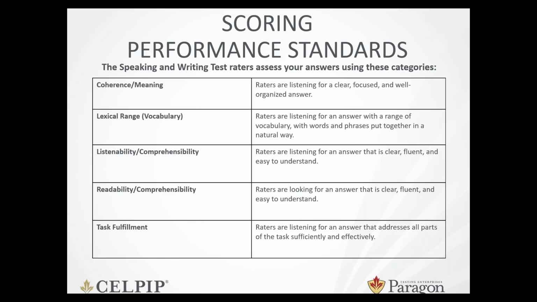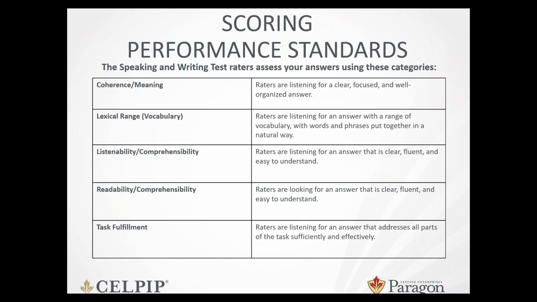Our raters are also looking at listenability or readability, also known as comprehensibility. So our raters are listening for an answer that is clear, fluent, and easy to understand. And finally, our raters are looking at task fulfillment. That means our raters are listening for an answer that addresses all parts of the task sufficiently and effectively. So in the writing section, part of that is being within the word count. Again, we're asking you to write within 150 to 200 words for each writing task. Now, there is what's called a 10% leeway. So you can write 10% less or 10% more, and it will not have an effect on your score.